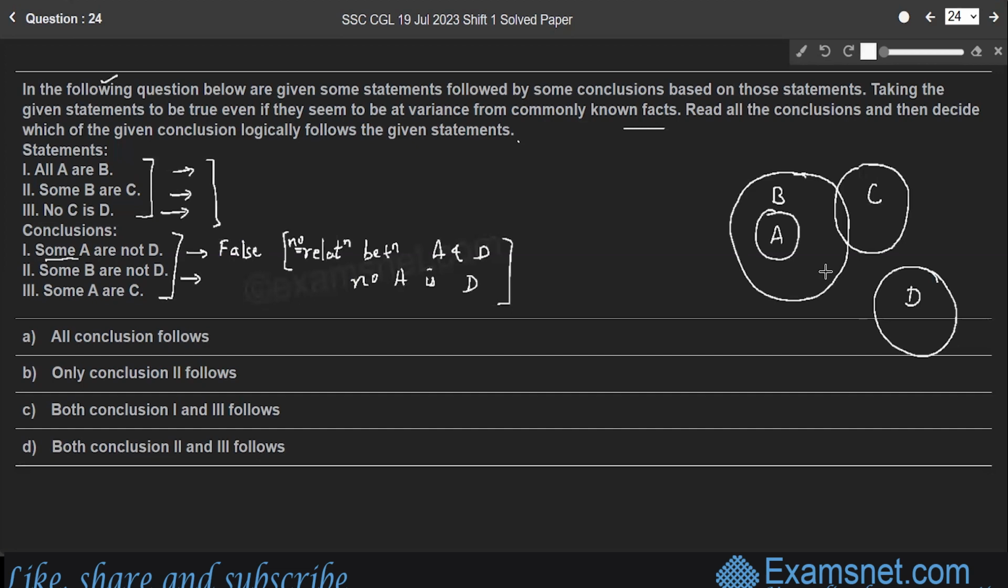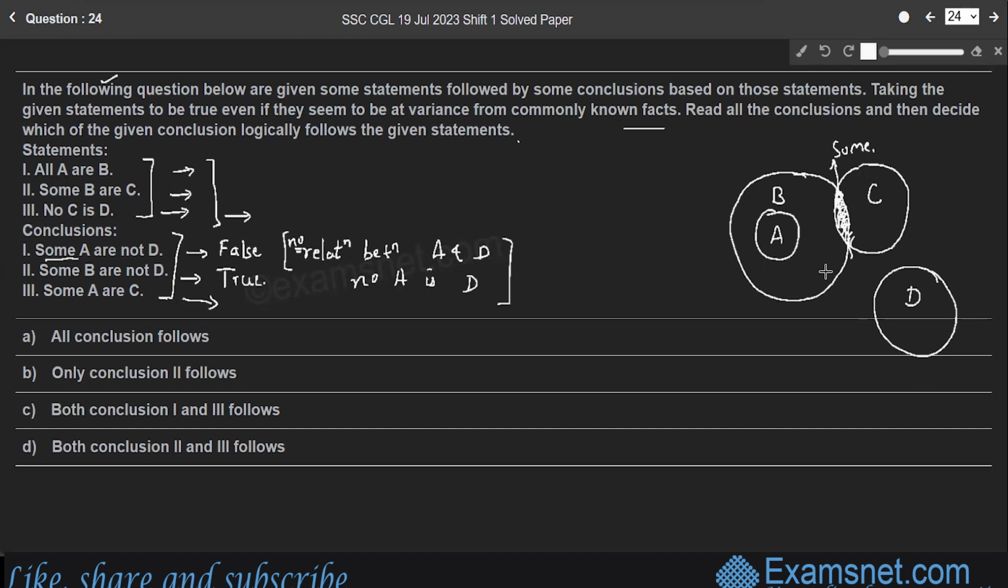Second one, some B are not D. So some portion of B are not D, right? So which is true. True conclusion, right? So some B are not C. So that means no C is D, which is strictly given. No C is D, right? Therefore, some portion of C is also some portion of B, right? So this shaded part indicates some portion of B is also portion of C, right? Therefore, some B are not D, so which is a true conclusion.